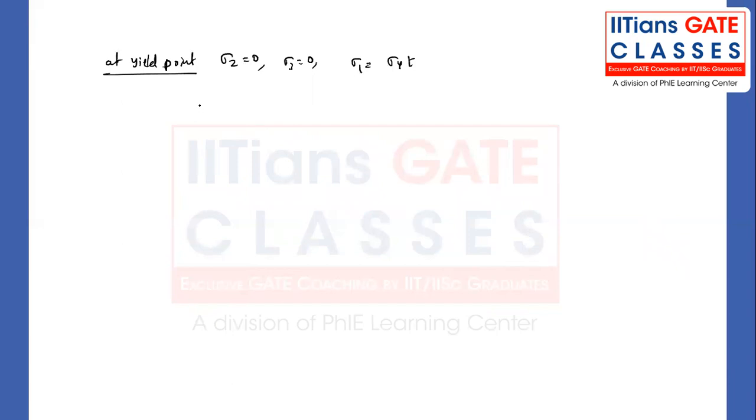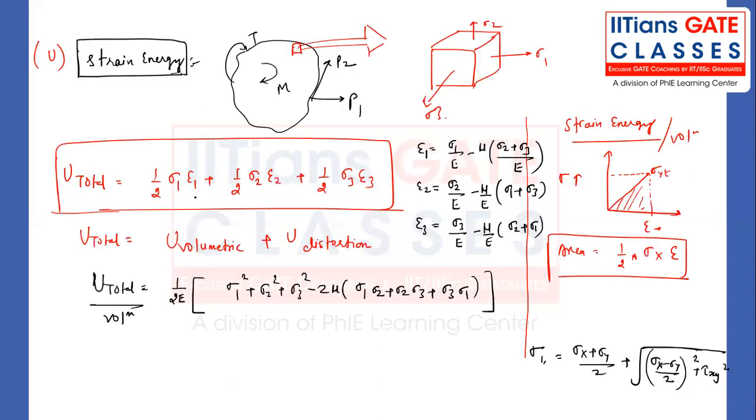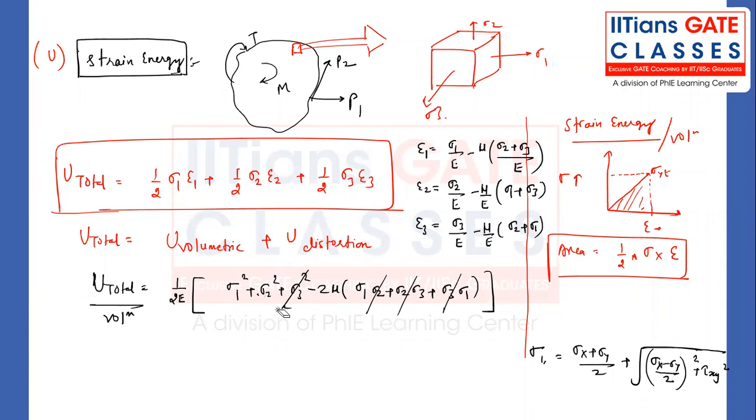At the yield point under a uniaxial tension test, the total strain energy is sigma yt square divided by 2E. If you put sigma 2 as 0 and sigma 3 as 0 into this formula, all those terms become 0. Sigma 1 is sigma yt, so you get the strain energy at the yield point. As simple as that, right?